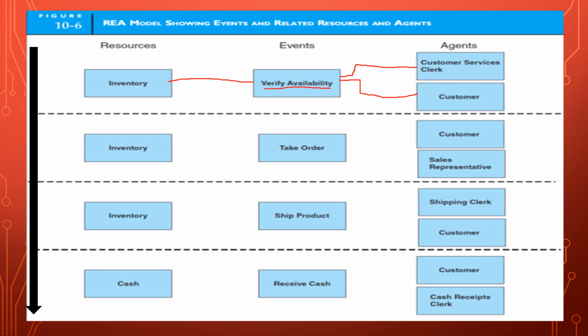Another example, let's take the cash received event. The cash received event is related to the cash resource, and it's related to the customer when they make the payment. The customer, when they make the payment, is related to the event of receiving cash. And we have the cash received clerk who handles and receives the cash.